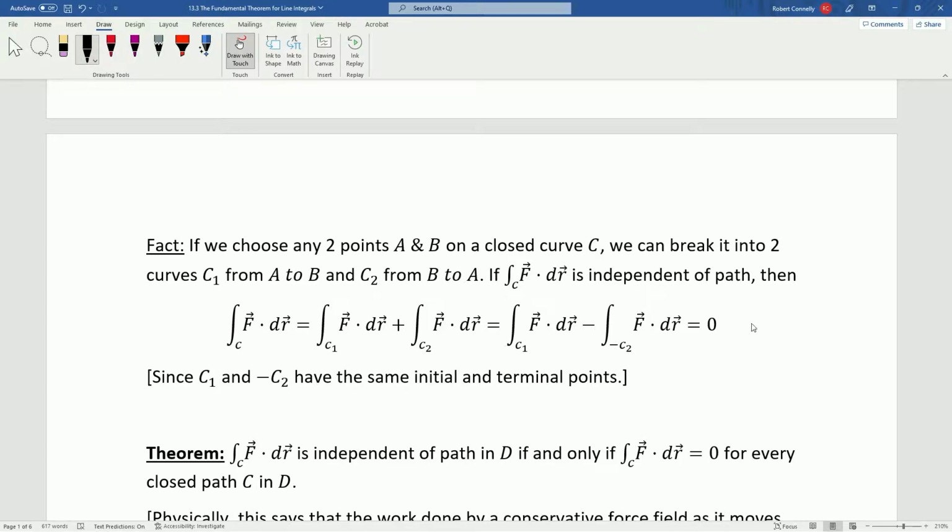So let's just have some curve here. Let's call this our curve. So we've got 2 points, A and B, on a closed curve C. So you could have one path goes from A to B, call that C1. And another path goes from B back to A, call that C2. So then the integral over the entire curve would just be the sum of the integrals over each curve.